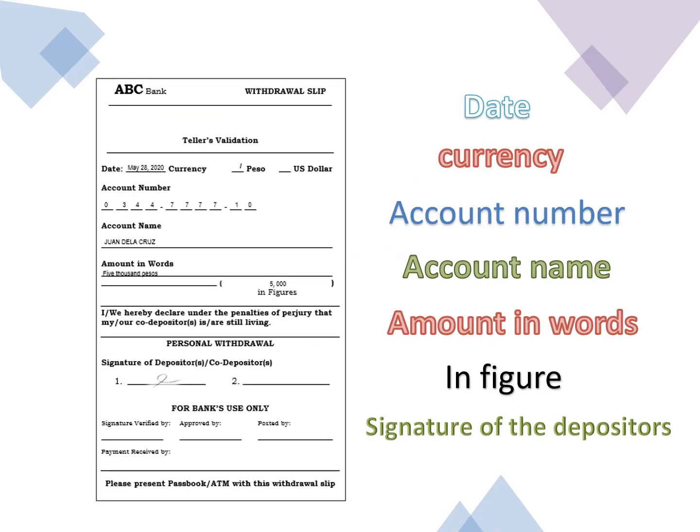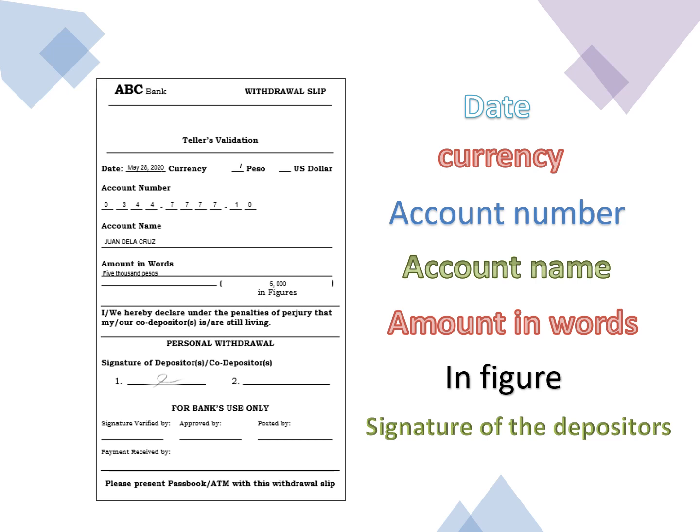Okay, so now this is an example of a withdrawal slip. So how did you know that this form is a withdrawal slip? Okay, so take a look at the upper right side of this form. You can see withdrawal slip. Okay, so on the left side is the ABC Bank. Again, this is the name of a bank. Okay, so under, we have the teller's validation.